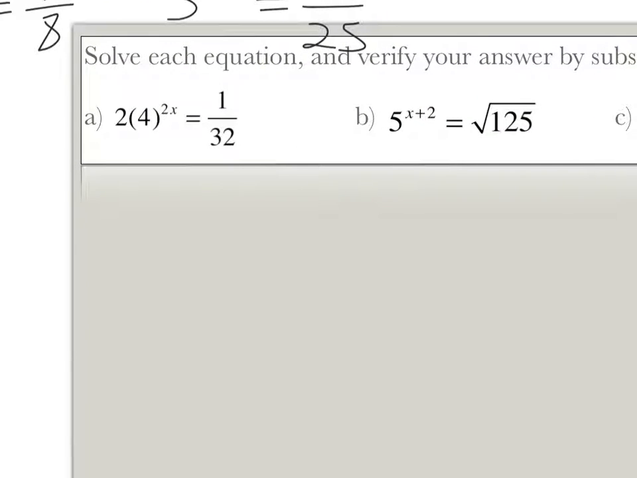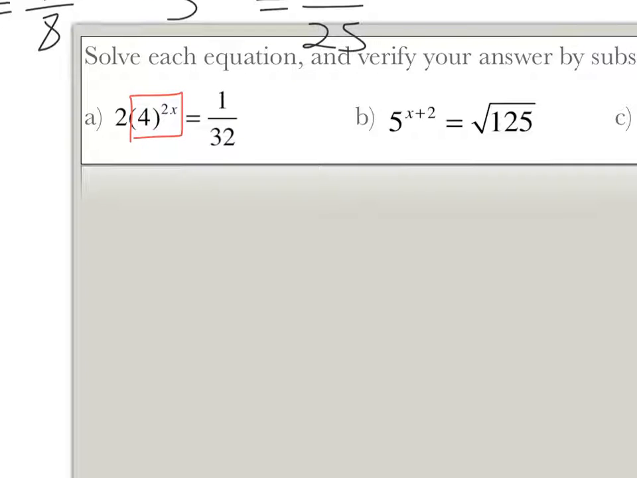So I have here 2 times 4 to the power of 2x is equal to 1 over 32. Okay, now doing this by hand is pretty hard. And what you have to do is first you have to isolate the power. Okay, so the power, that's the first step in these problems, isolating the power. So the power is this part. Okay, that's the power.